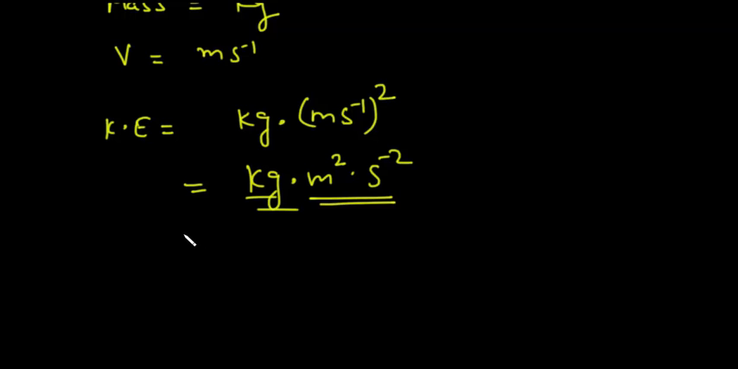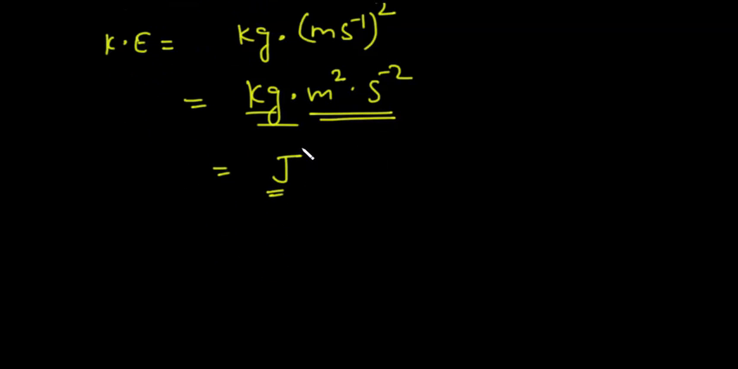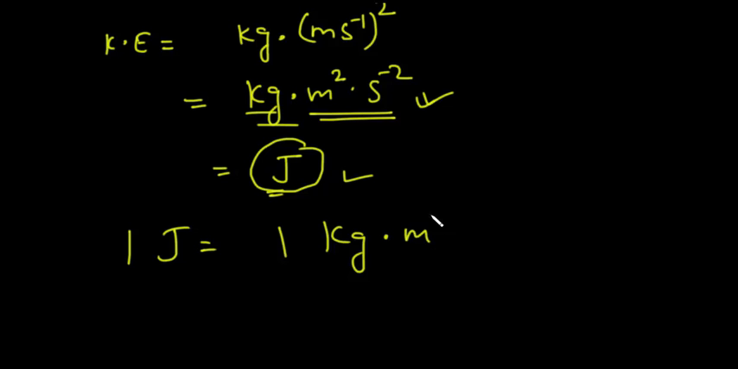Because energy is a very common physical quantity and we encounter it many times in physics, instead of writing like this, we named this unit as joules. So the unit for kinetic energy is joules, or you can write it like this also. Both are correct. 1 joule is equal to 1 kilogram meter square per second square.